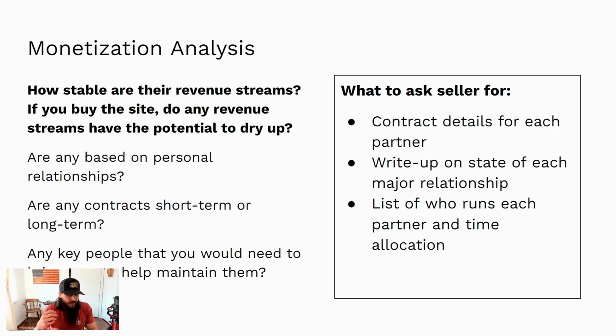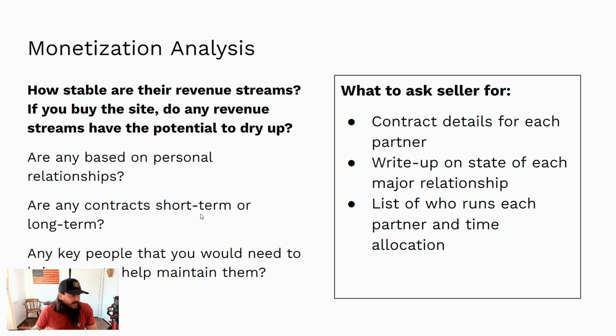And so really understanding the state of each major relationship is why, if you look on the right-hand side here, some of the things that I like to ask a seller for is a little bit of a write-up on the state of each relationship for how they're monetizing today. That can be a great context setter for whether this relationship is on rocky ground or on stable ground. Who manages it? And what is the current state of that specific partner?